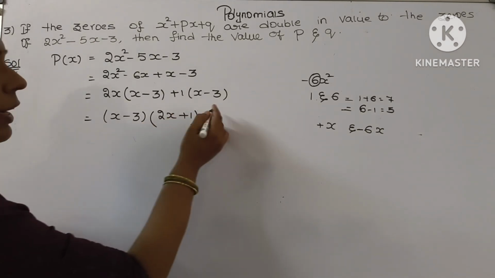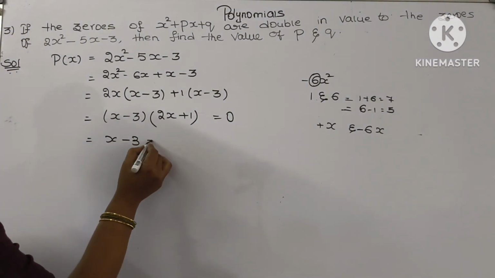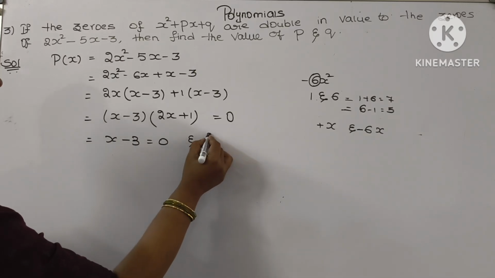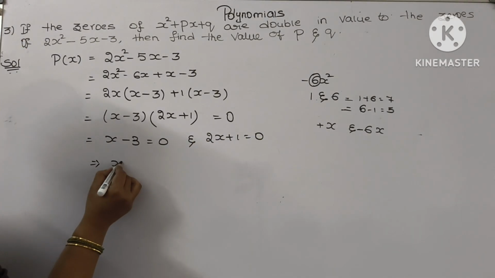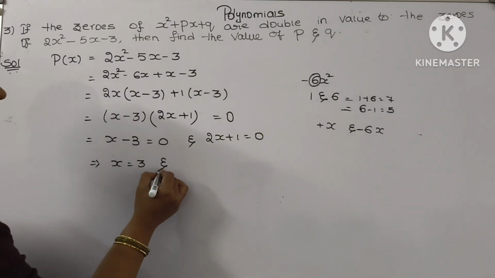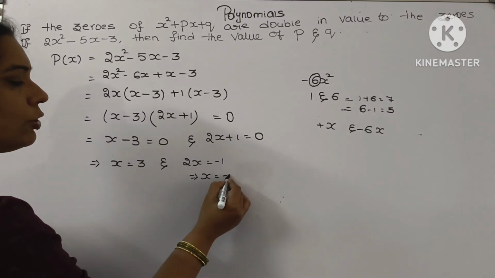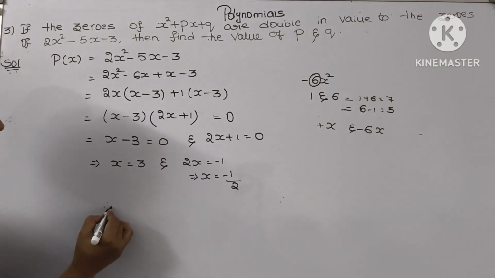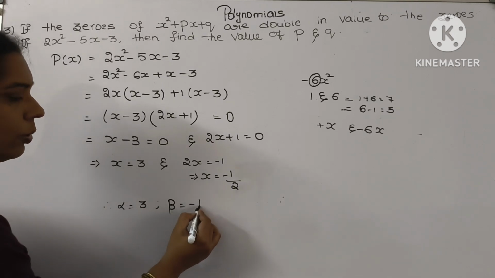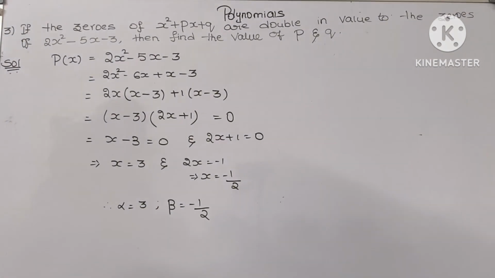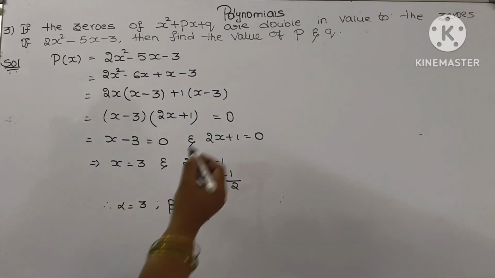Now, the moment you get the factors, equate them to 0 and find the value of x. So, x minus 3 is equal to 0 and 2x plus 1 is equal to 0, which implies x is equal to 3 and 2x is equal to minus 1, which implies x is equal to minus 1 by 2. Therefore, the zeros are alpha is 3 and beta is equal to minus 1 by 2. The zeros of this are double the zeros of the second polynomial.